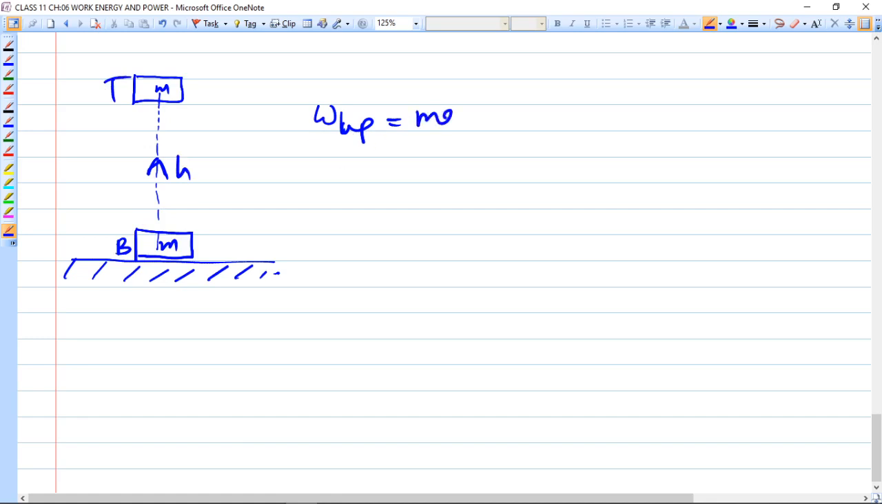So what is the force? mg. How much is the displacement? h. And mg is always acting in the downward direction, and displacement is in the upward direction. So here it will be cos 180. Right or not? It will be cos 180. So what will be the answer? Minus mgh. Is that clear to you?